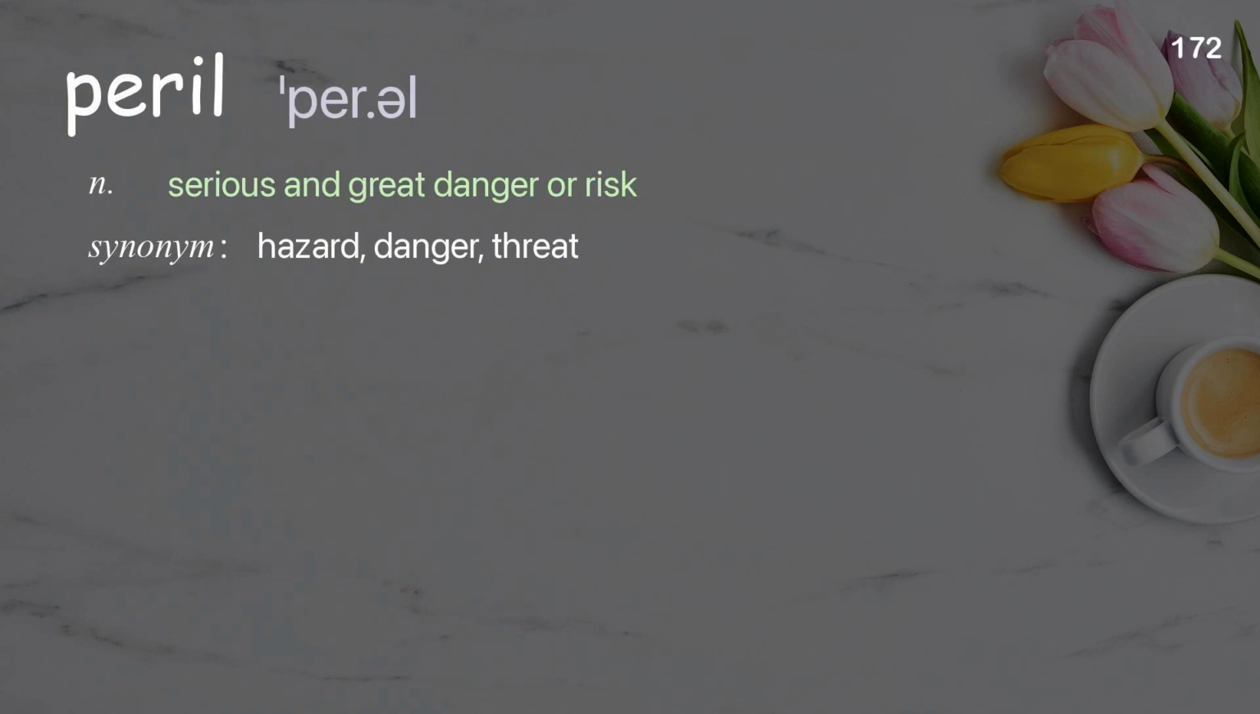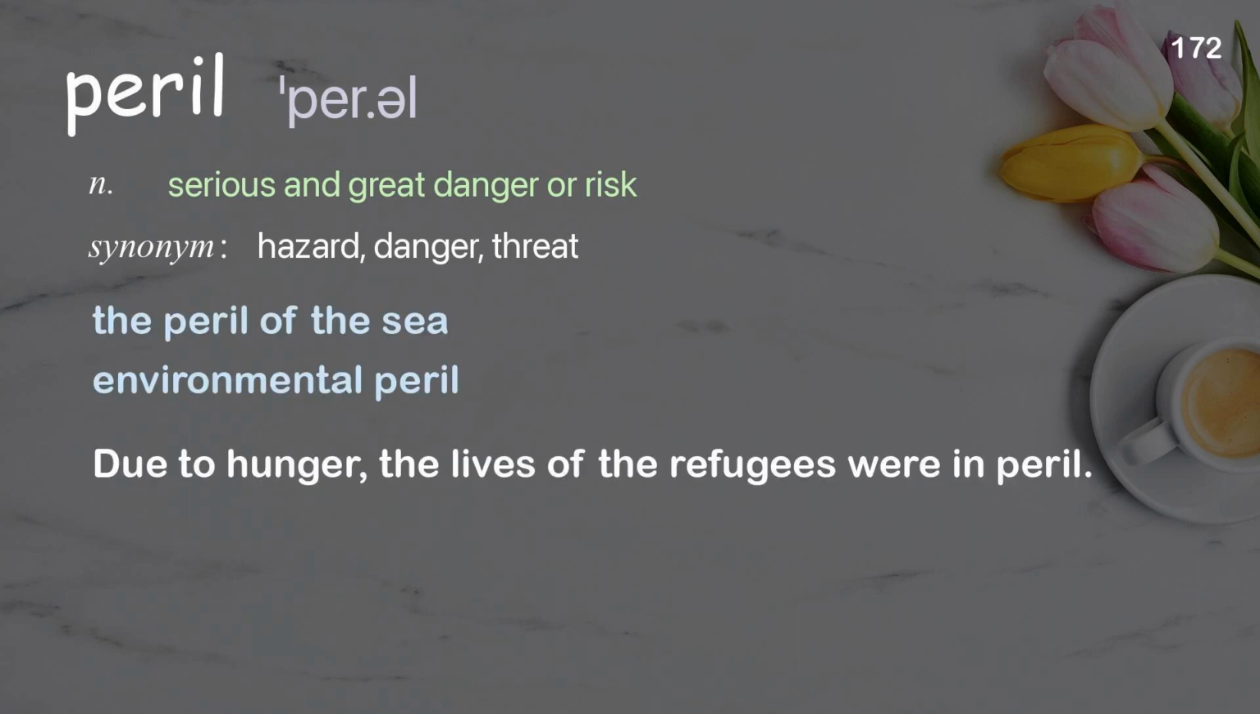Peril. Serious and great danger or risk. Examples: The peril of the sea. Environmental peril. Due to hunger, the lives of the refugees were in peril.